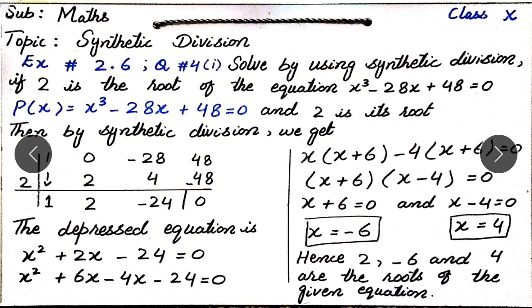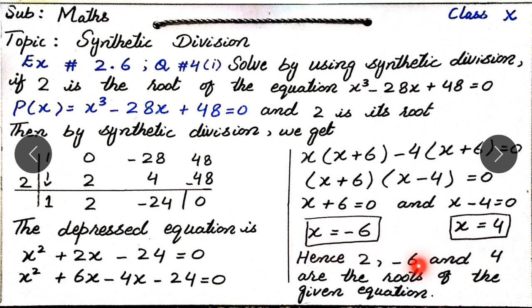Here we can combine the like terms, and you can take x common here, x plus 6, then minus can be taken common here, minus 4, so x plus 6 here. x plus 6 and x minus 4 are the factors of this depressed equation. Now you are going to find the value of x, therefore you will put x plus 6 equals 0 and x minus 4 equals 0, so the value of x can be minus 6 and the value of x can be 4. So hence we can conclude that plus minus 2, 4 and minus 6 are the roots of the given equation.